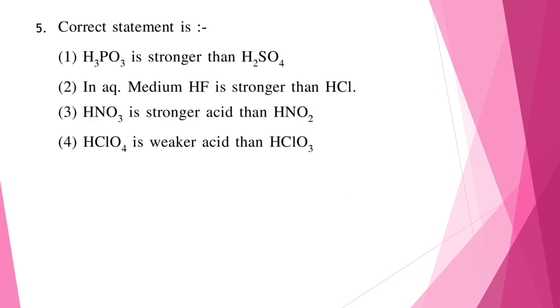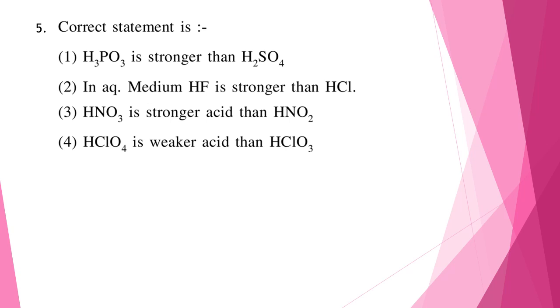Question 5. Correct statement is. First, H3PO3 is stronger than H2SO4. No, you should know that acidic strength is directly proportional to the oxidation state. S has a higher oxidation state than P, so H2SO4 is a stronger acid. In aqueous medium, HF is stronger than HCl. No, in aqueous medium HCl is stronger. And third, HNO3 is a stronger acid than HNO2. Yes, the oxidation state of N in HNO3 is greater than in HNO2, so it will be a stronger acid.